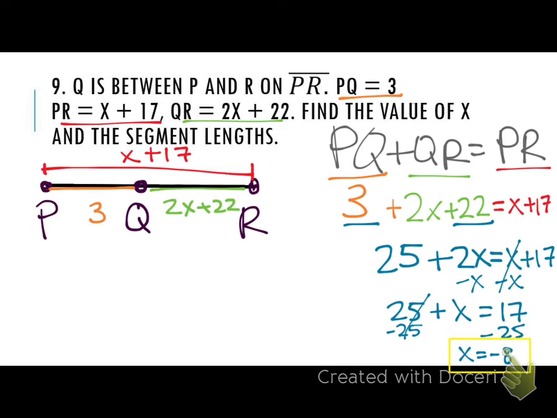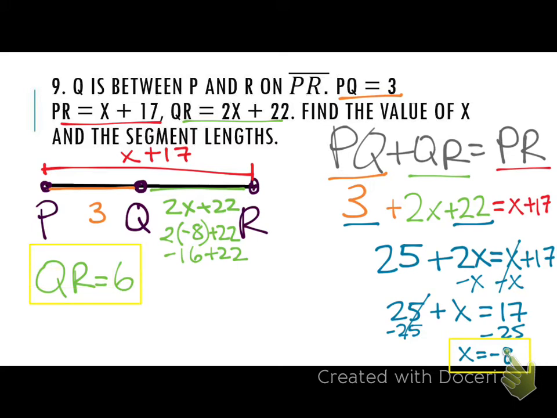Yes, we just got that. Can you have a negative length? No. So you just want to plug in to find the other lengths. Let's start with QR. QR was 2 times x plus 22. So 2 times negative 8 plus 22. 2 times negative 8 is? Negative 16 plus 22 is 6.